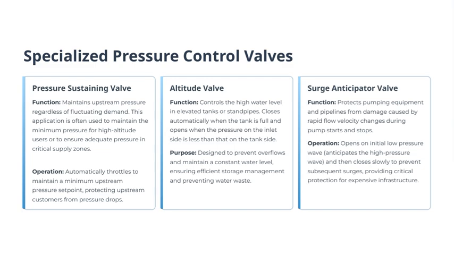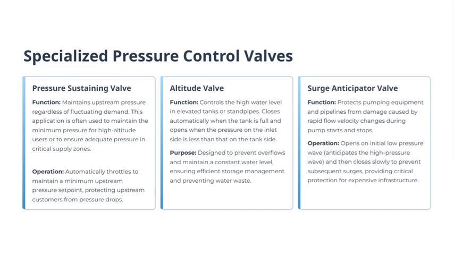Moving on, the pressure-sustaining valve plays a vital role in maintaining consistent pressure upstream. It automatically throttles to keep a minimum upstream pressure setpoint, protecting customers from pressure drops during peak demand or fluctuations.